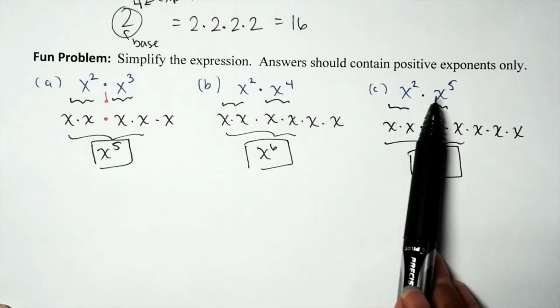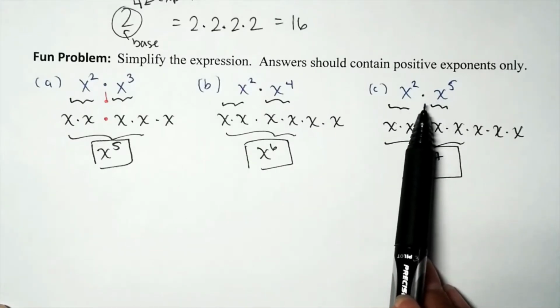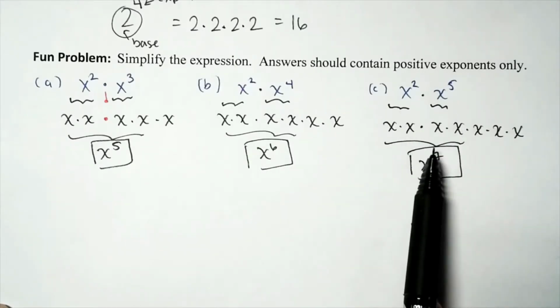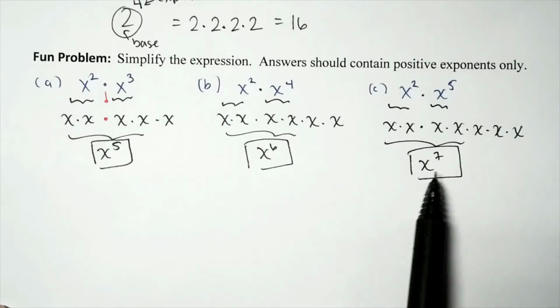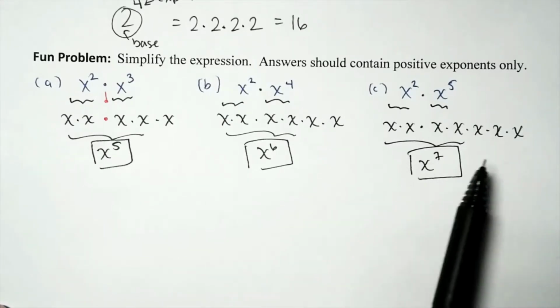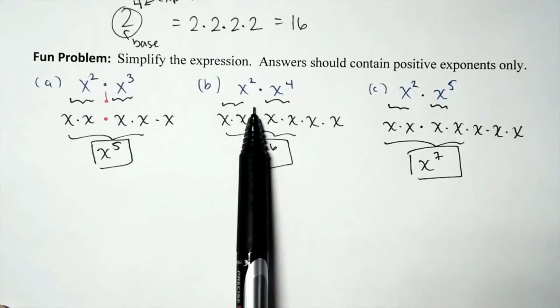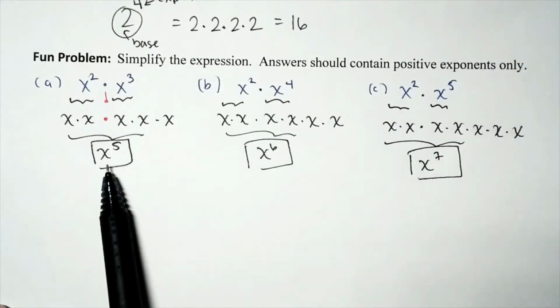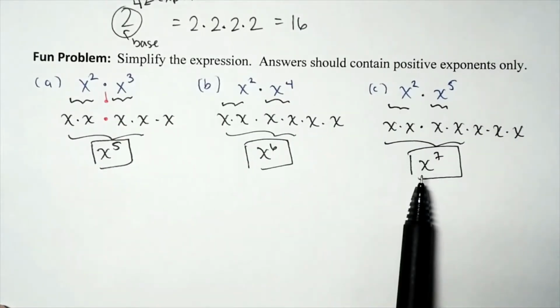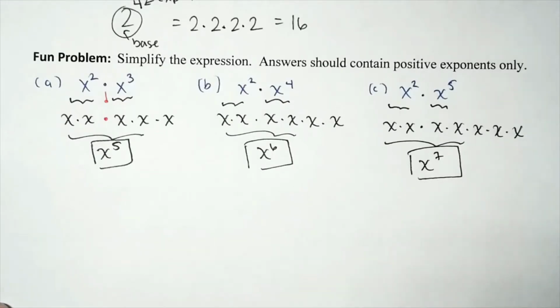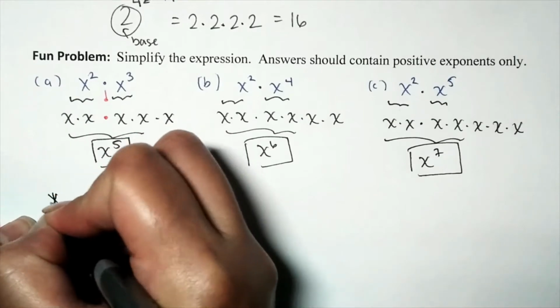X squared times x to the 5th. It's like, oh crap. Let's go ahead, add the exponents. 2 plus 5. Oh, I'm crying. Tears of happiness. Okay, so the moral of the story is this: if you are multiplying 2 things that have the same base, you are going to keep the base and then what to the exponents? Yeah, you're gonna add the exponents. So let's go ahead and introduce our first rule.